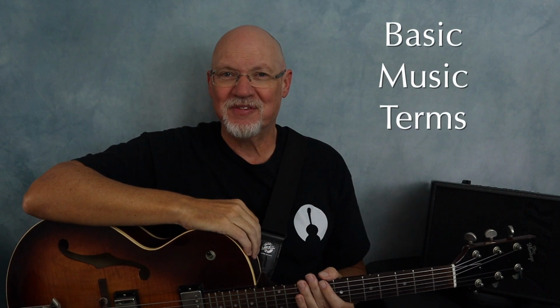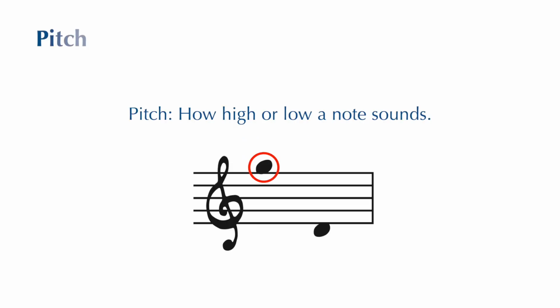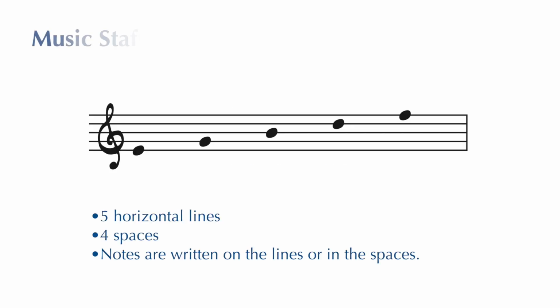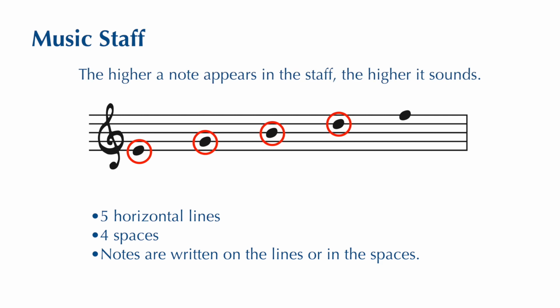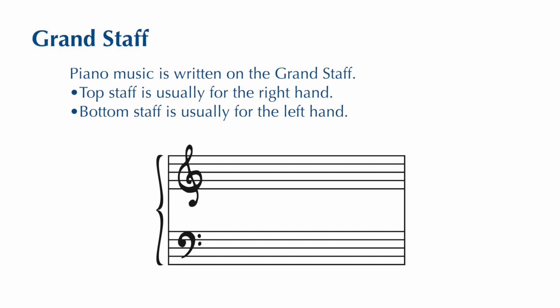Basic music terms. Pitch: how high or low a note sounds. These five horizontal lines are the music staff. The higher a note appears in the staff, the higher it sounds. Piano music is written on the grand staff. That's these two music staves joined together.